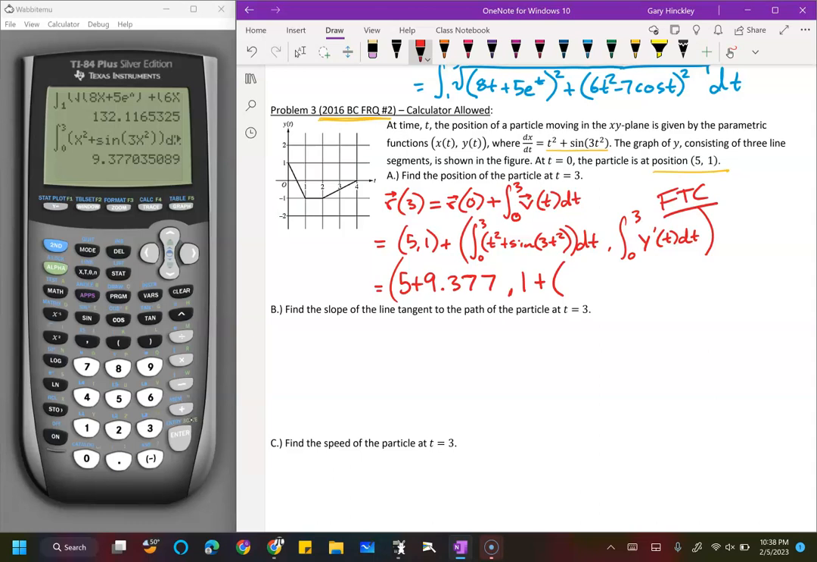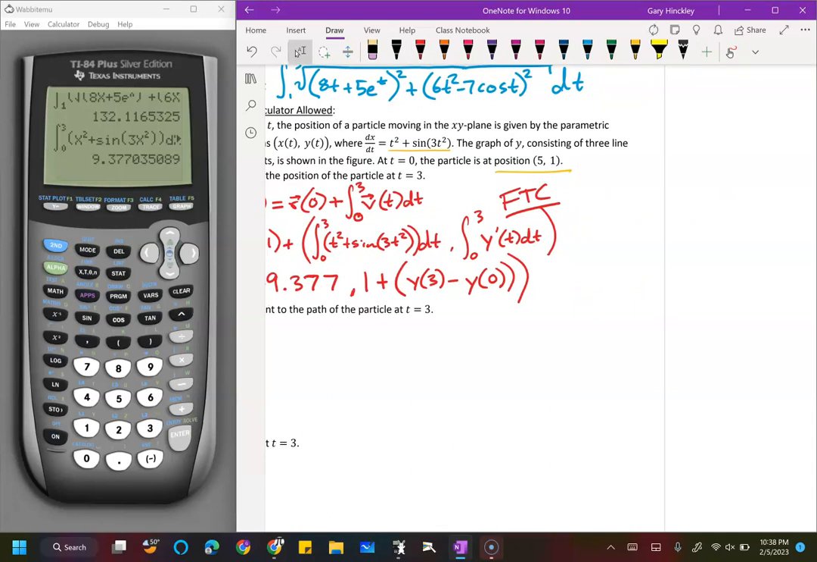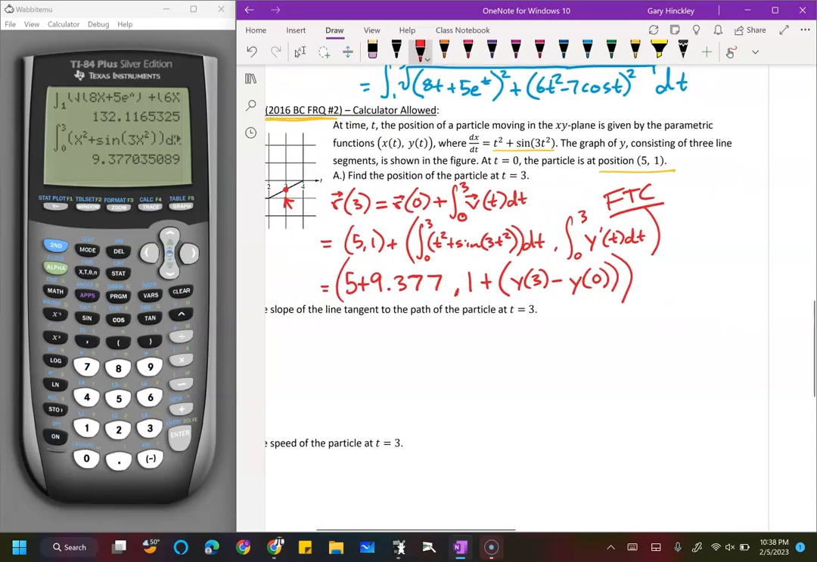Now for this one, we have the 1 plus, and then think FTC, fundamental theorem of calculus. I have y prime here. So that's going to be y of 3 minus y of 0, top minus the bottom. So this is the graph of y, so I just pull out those values. So y of 3 is going to be negative 1/2. y of 0 is going to be 1.